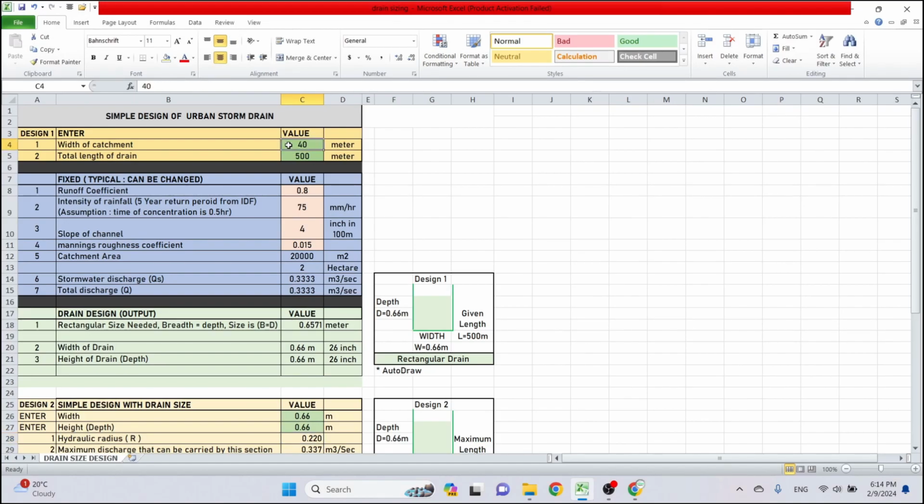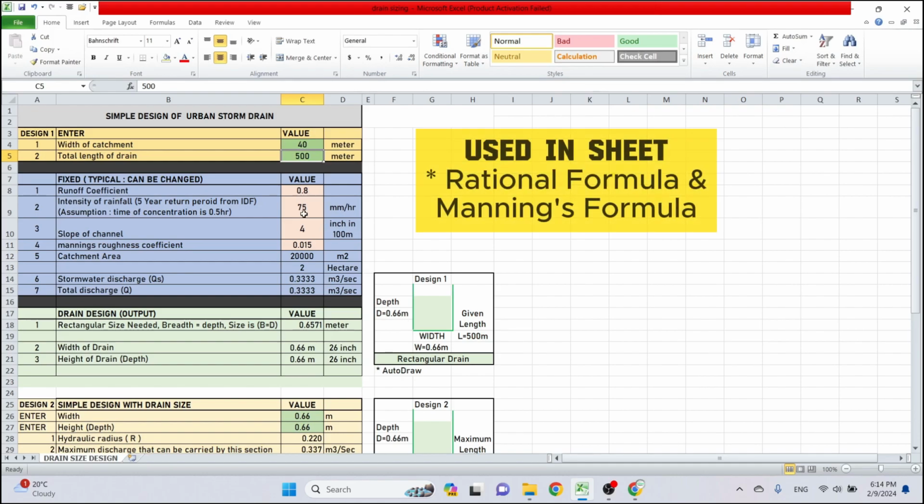You just enter the width of the catchment and the total length of the drain required and get the section of the drain. So you need to enter the width of the catchment. For example, if it is 50 meters and the length of the drain is 1000 meters, then you get the section of the drain as 0.93 meter by 0.93 meter, which will be able to handle the storm water up to a length of the entered 1000 meters.